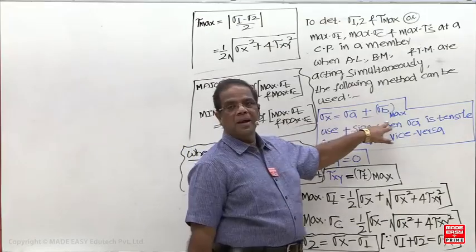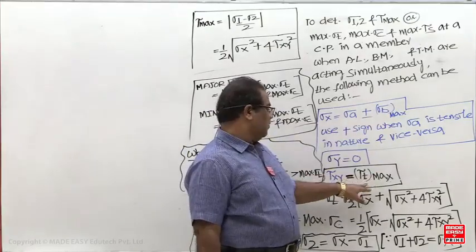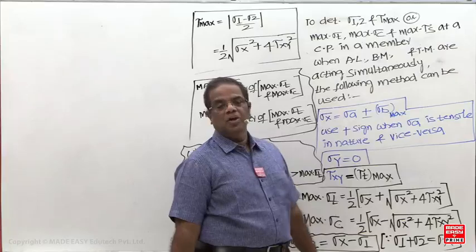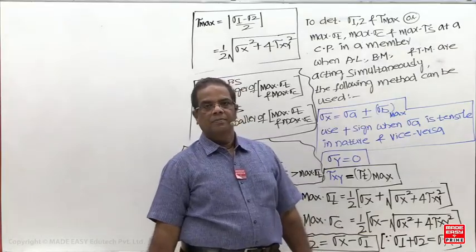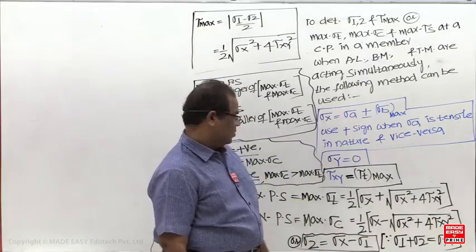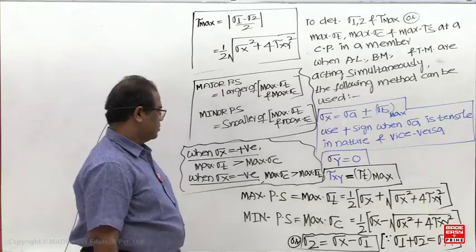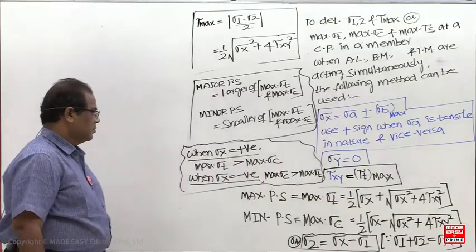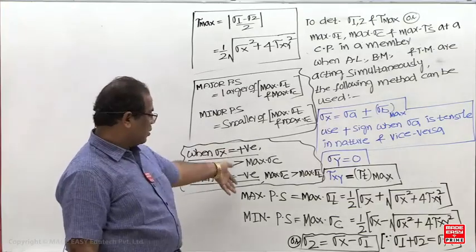So what is the sigma b max? 32 M by pi d cube. What is the tau x y? 16 T by pi d cube. Now, yesterday whatever was written, that also you can check now.